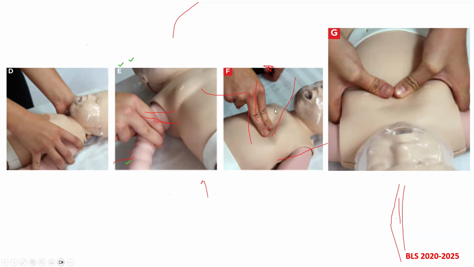Feel the pulse. Do it with 2 fingers. If you're alone, use 2 fingers; if there are 2 rescuers, use encircling thumbs around the chest.